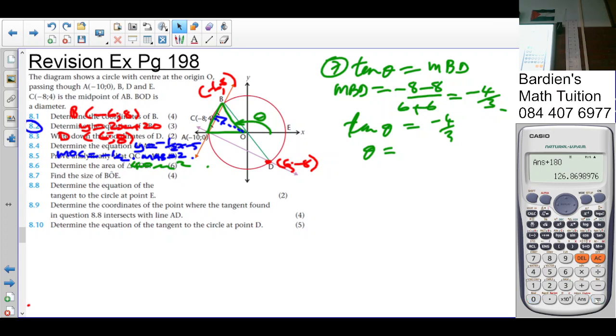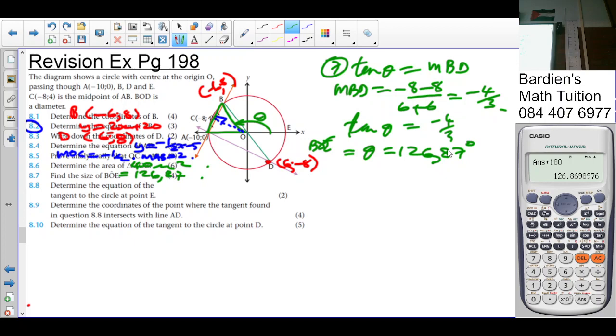So the theta angle, or the angle of inclination, or the angle that they're referring to, which is B, OE, is going to be 126.87. Okay, 126. Then it says determine the equation of the tangent of the circle at E.